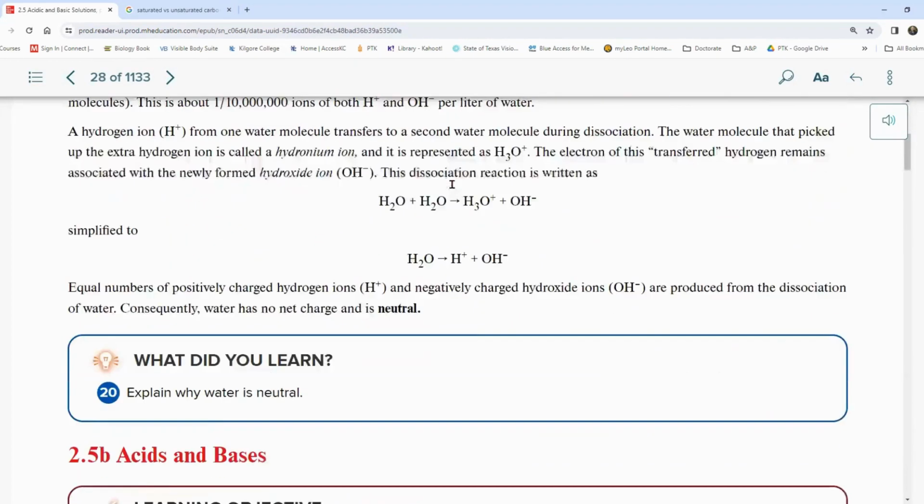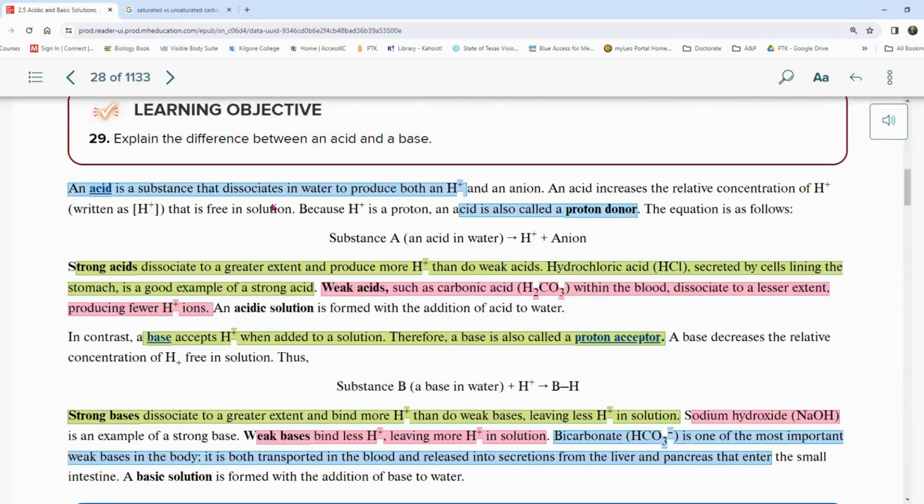So, acids and bases. An acid is a substance that is going to dissociate in water and produce both an H plus, or hydrogen, and an anion. So essentially, an acid is a proton donor or a hydrogen donor. Remember, hydrogen is just one proton. Its atomic number is 1. So that's why you also hear it called a proton donor or an H donor.